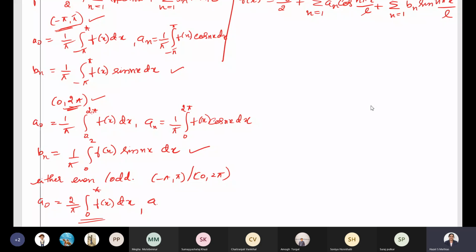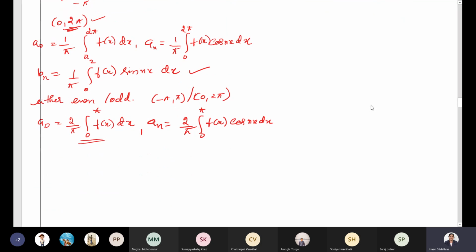There is no other formula. An will be what? 2 by pi integral 0 to pi f of x cos nx dx. Similarly, Bn will be what? Bn will be 2 by pi integral 0 to pi f of x sin nx dx. Is it okay to everyone? Anybody has any doubt? Or anybody wants to ask anything?